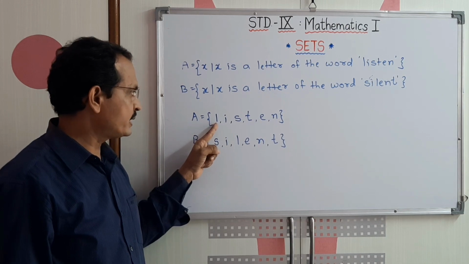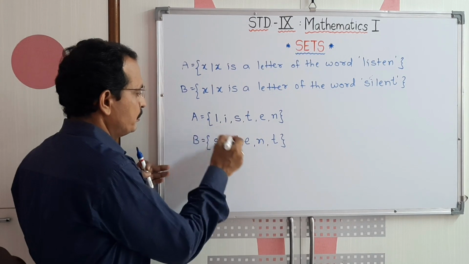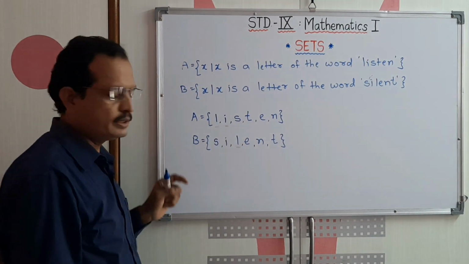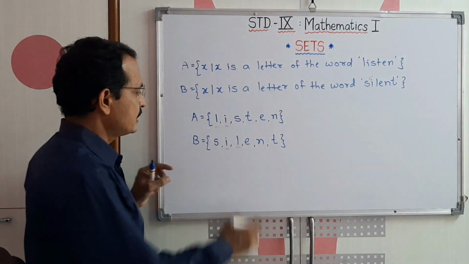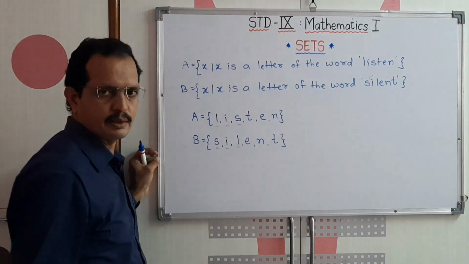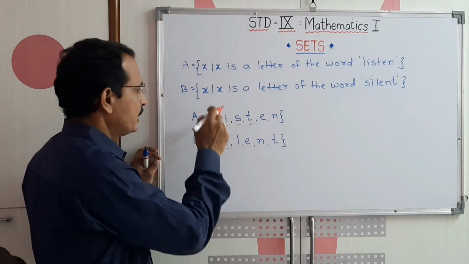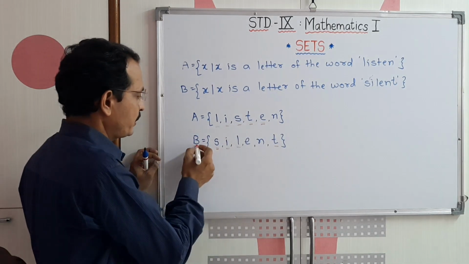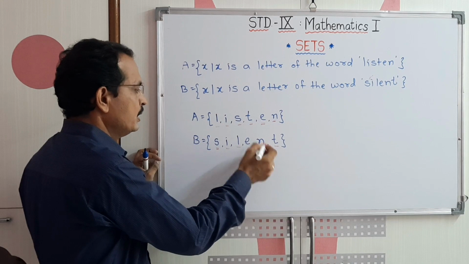Element L present in set A is also present in set B. Afterward there is I, and that I is also present in set B. Then S is there, that S is present in set A as well as in set B. Then T is the element of A, that is the element of B also. Then E present in set B. Then N which is present in set B.